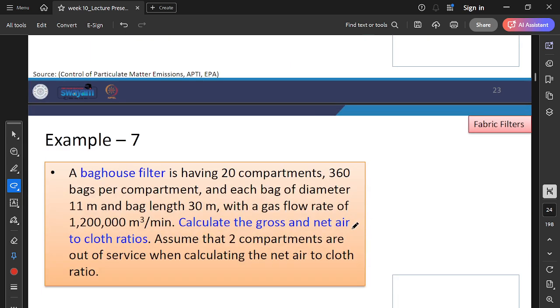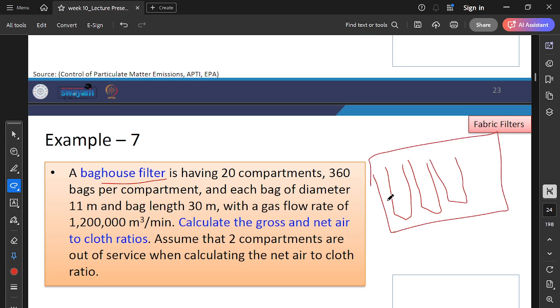Okay, I'm moving to the seventh question. Hope you are all with me. The seventh question is about a baghouse filter. What is a baghouse filter? If it is one filter bag, then it is a filter bag. If there are a lot of filter bags in a single compartment, then it is a baghouse.